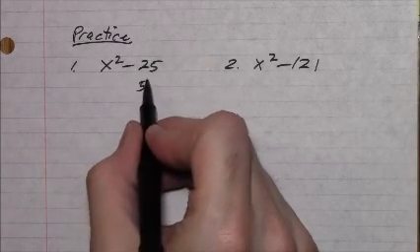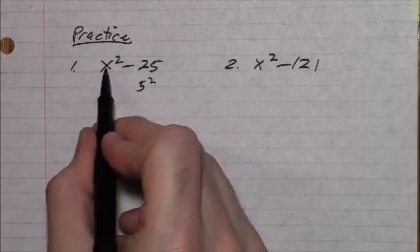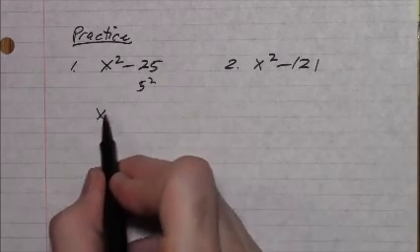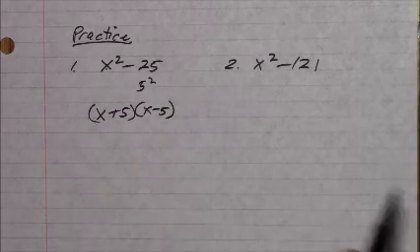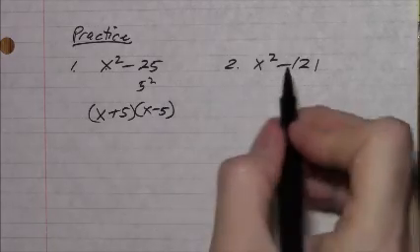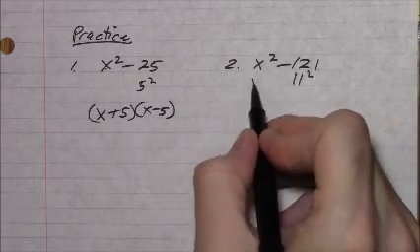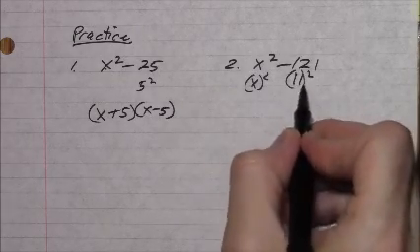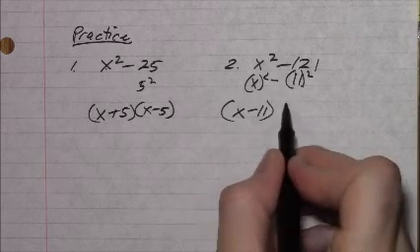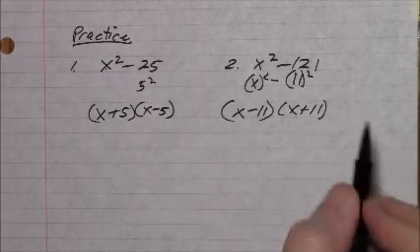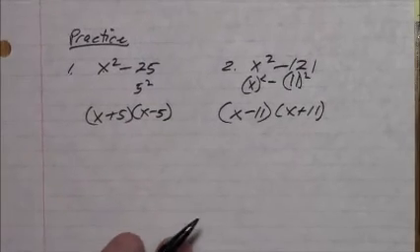Okay, what we have here is 5 squared. That means that's x times x and 5 times 5, so I can say x plus 5 and x minus 5. Or x minus 5 and x plus 5, doesn't matter. This one is 11 squared, so I have an x that's being squared and an 11 being squared. So it's going to be x minus 11 and x plus 11. That's all it is to that.